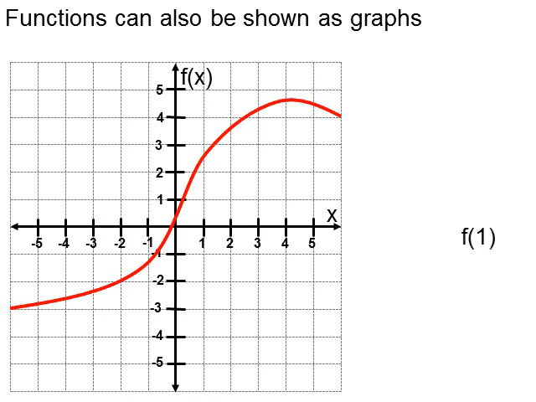So for instance, f of 1. If I look at 1 on the x-axis and I go straight up from there, it hits the line. When I hit the line, I'm at an f of x value of about 2.5. So f of 1 is 2.5.